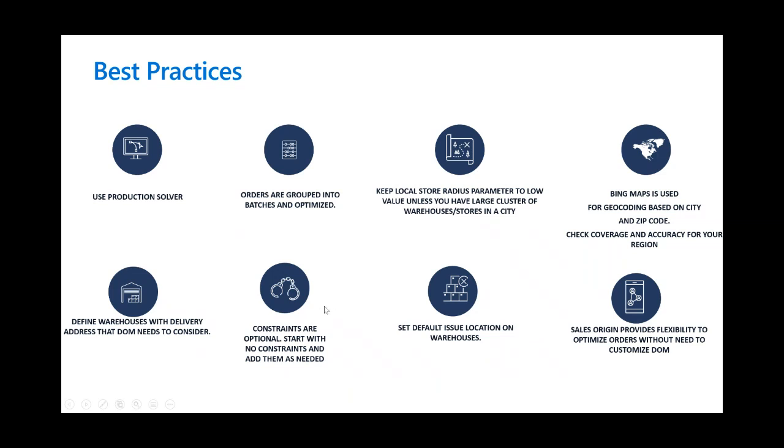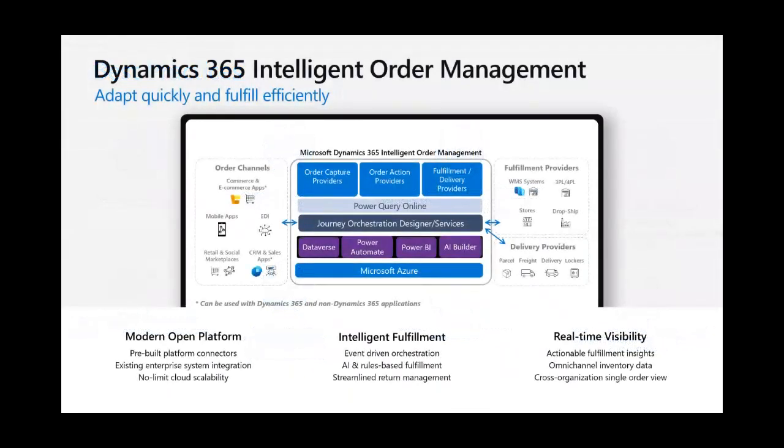When you are implementing DOM, for constraints you can start with soft constraints, and then as per the business need you can go for hard constraints. But the recommendation is to start with soft constraints. Always define a default issue location on the warehouses. If you're using advanced warehousing, things will be different, in the sense of how the order is processed for fulfillment through wave processing. But from the setup perspective, define this default issue location. And last, make good use of sales origin. This is where you may use some of your customizations to fulfill the business need.